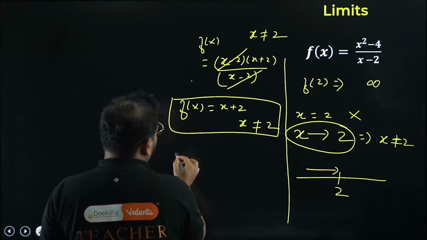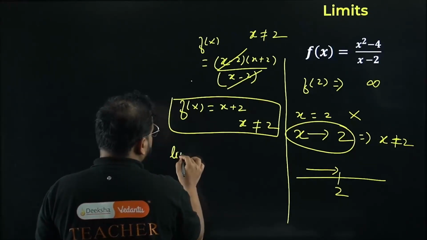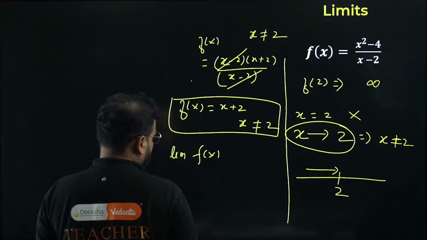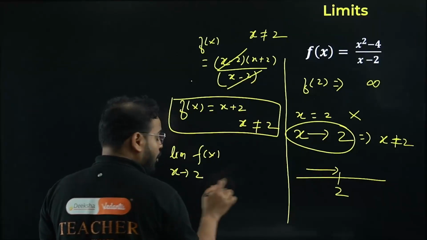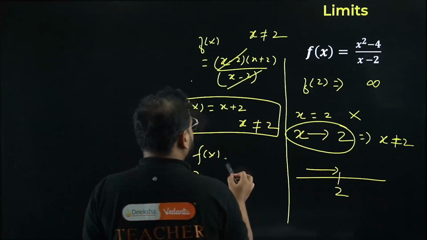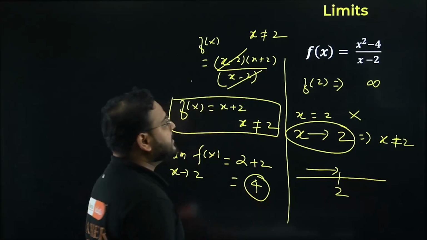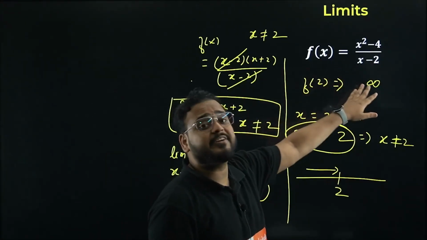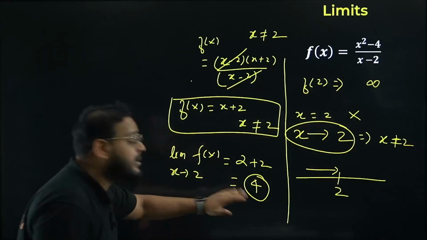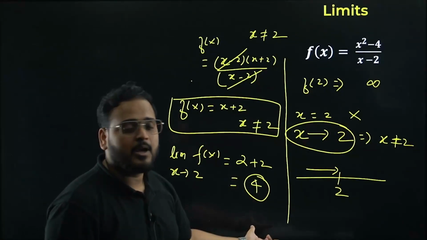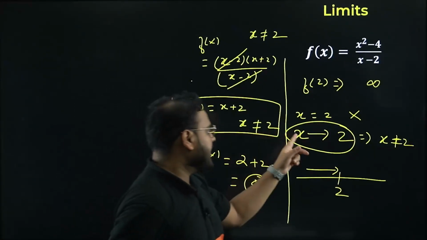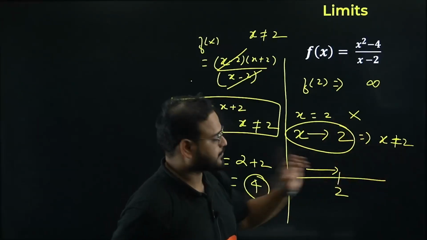So the limiting value will be given like this. Limit of the function f(x) when x tends to 2, not equal to 2, what will happen? You'll get this value to be 2 plus 2, which is 4. When we put the value at x equals 2, we are getting infinity actually. But the limiting value is giving me 4, which is much more acceptable. So two things to remember: x tends to 2 means x not equal to 2.